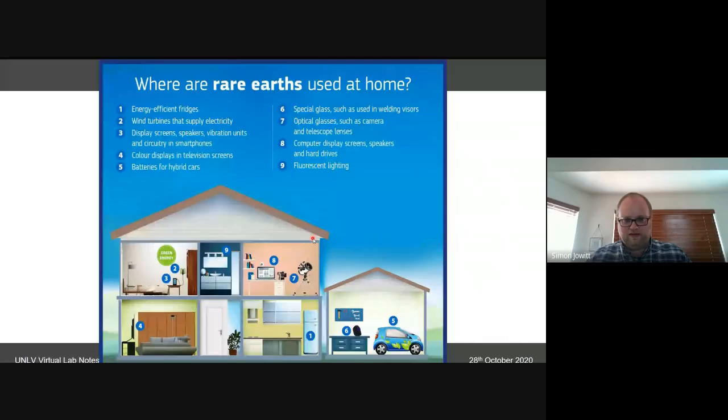Another example, looking at the rare earths again, here's a typical home. Where do we use the rare earths? We use them in fridges, any consumer electronic that has a very powerful magnet, like a hard drive in a laptop. Circuitry, color displays, batteries for hybrid cars, glasses, all these things use this range of elements called the rare earth elements. And this is just one subset of the elements we extract by mining and we use.